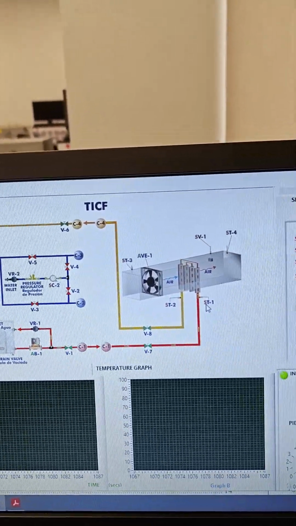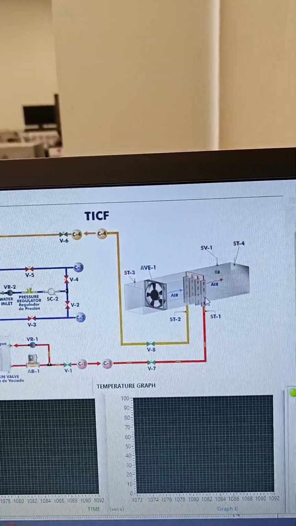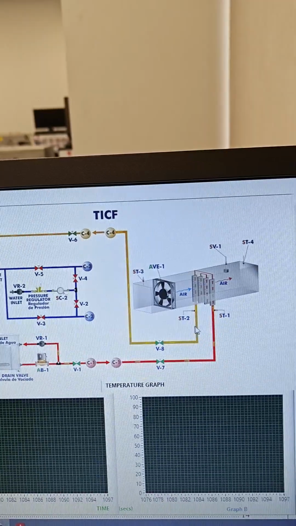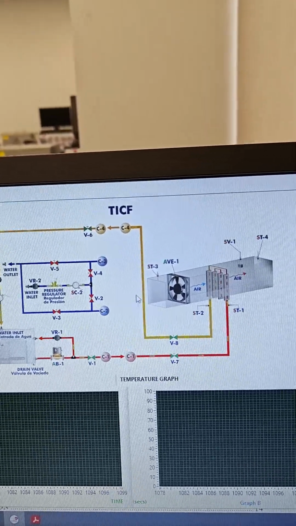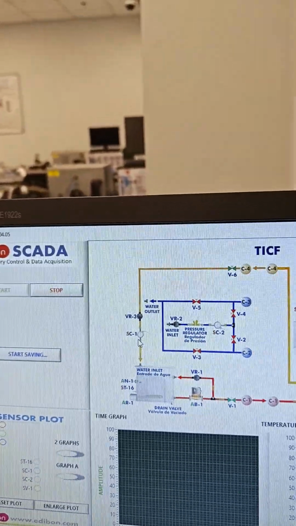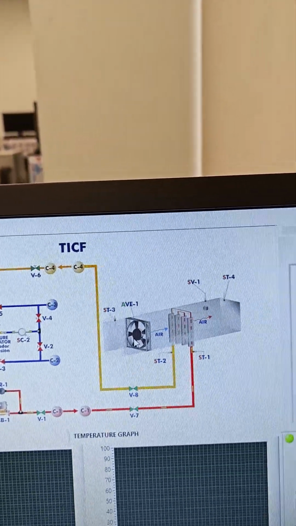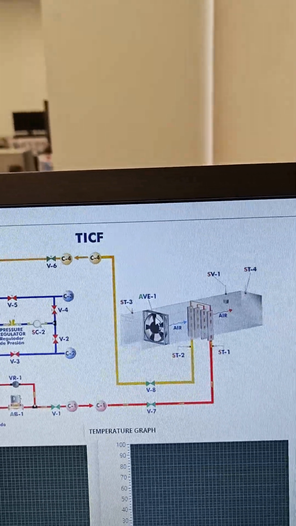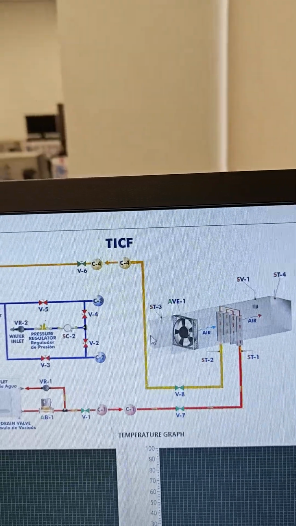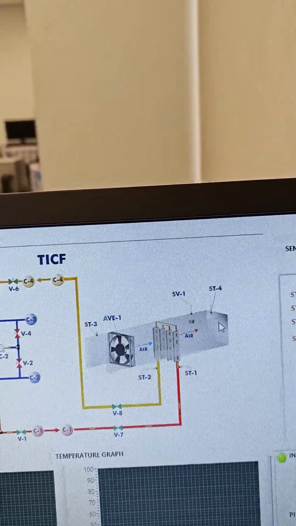And T1 measures the hot water temperature before it enters the exchanger, T2 after the heat exchange. So both of them correspond to water, T1 and T2. And as we move along here, C1 sensor indicating the flow rate measurement. Back to the tunnel here, the fan is indicated by AVE1. T3 sensor measures the air temperature at the inlet of the tunnel. T4 air temperature at the exit.